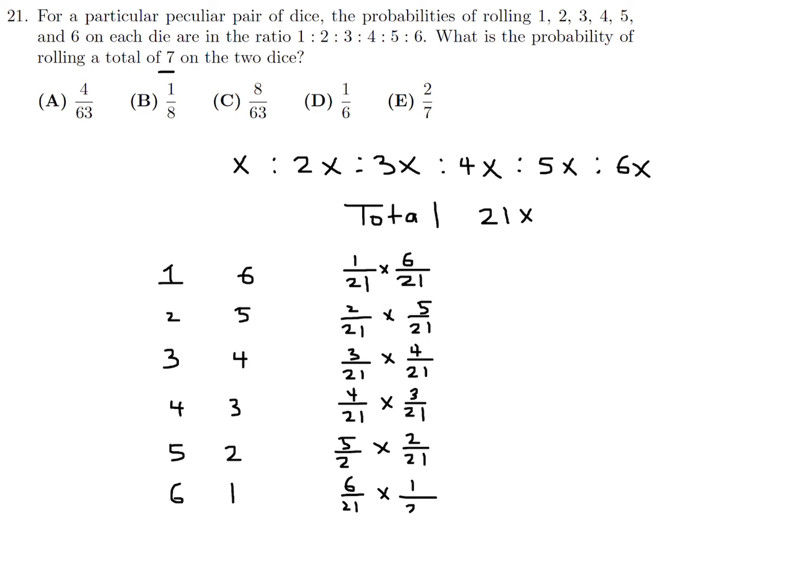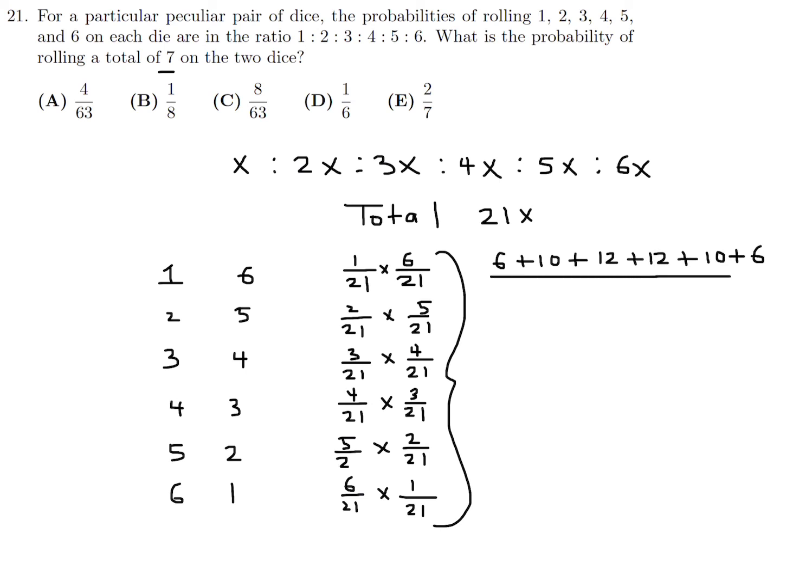And to get the probability for this question, we have to add all these. So that would be 6 over 21 squared plus 10 over 21 squared plus 12 plus 12 plus 10 plus 6. And the denominator for all of those is 21 squared. So when you add up the numerator, you get 56 all over 21 squared.